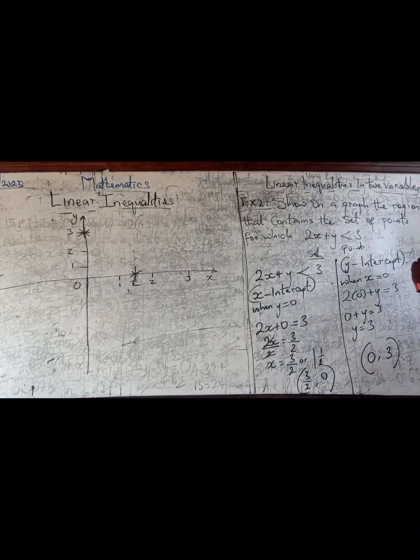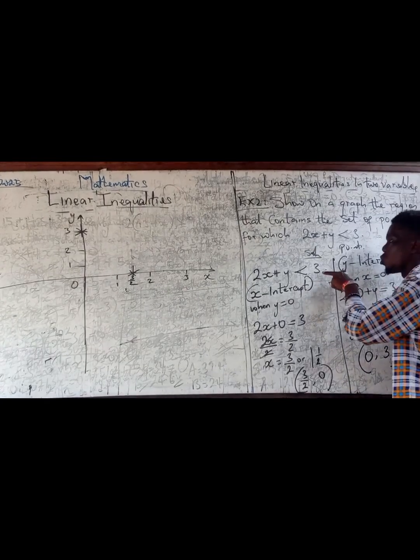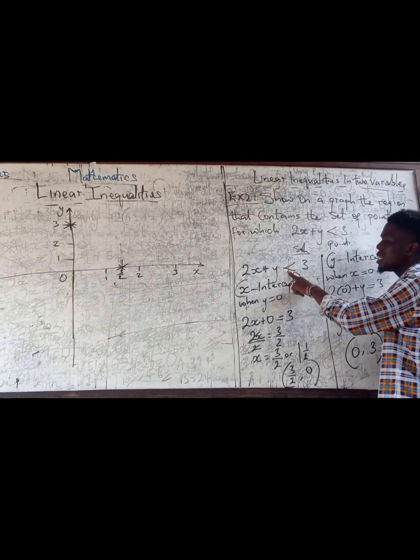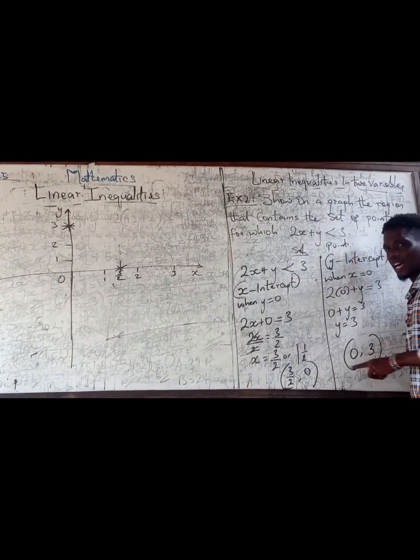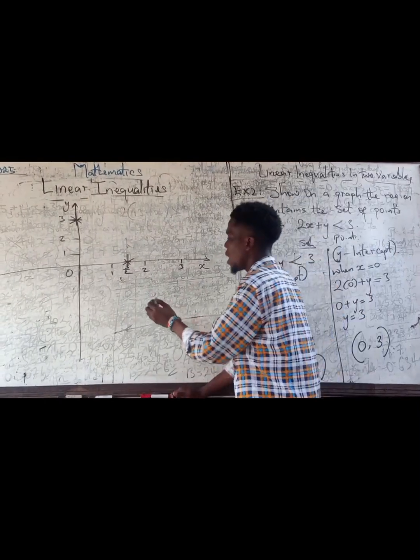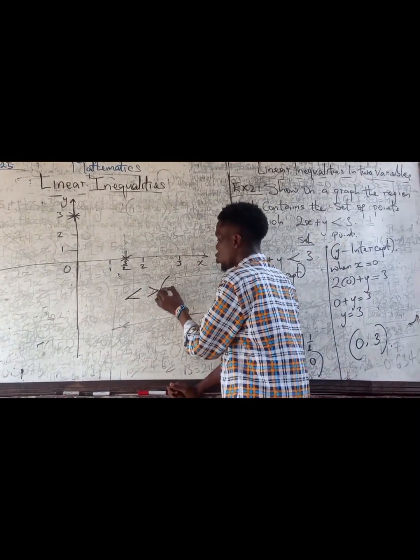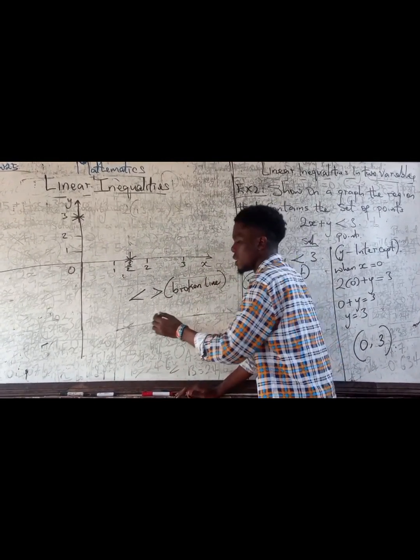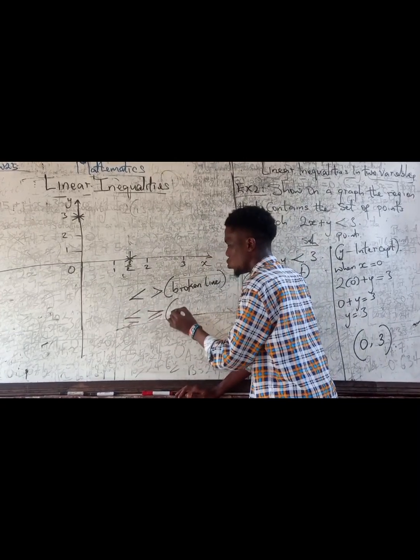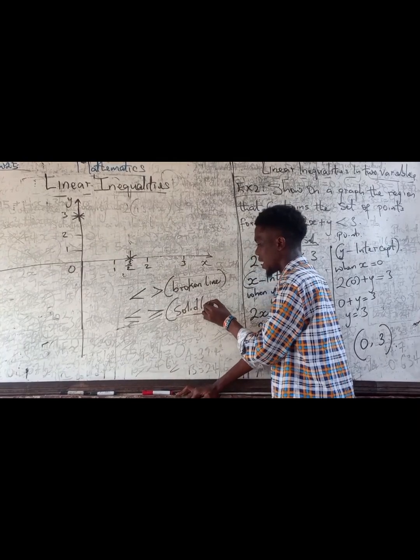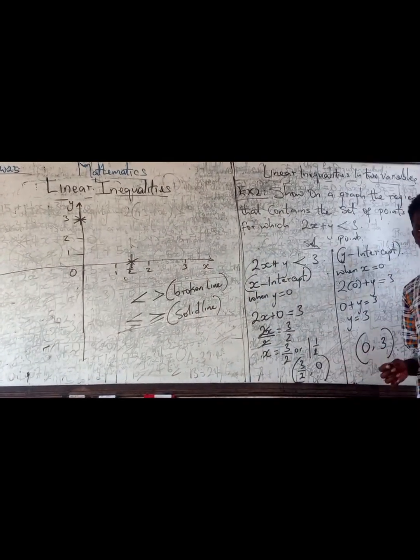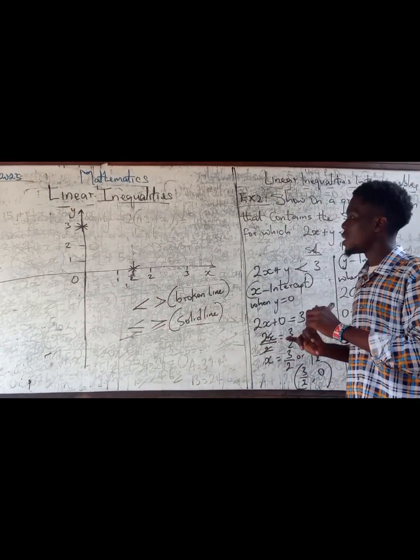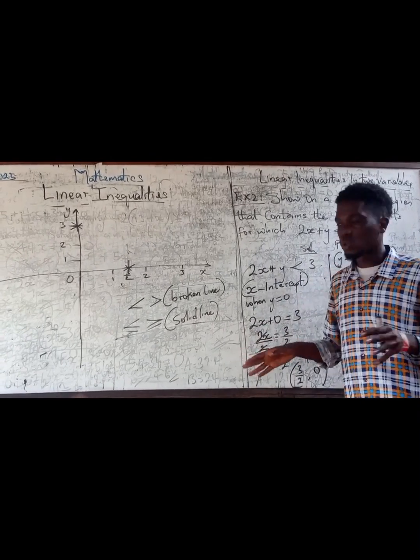Now this is the point where we have to go back to the inequality. Listen. The inequality sign used here is less than. Now listen to this. If you have less than or greater than, make sure you use a broken line. A broken line. If you have less than or equal to, greater than or equal to, use a solid line. Alright, I'll tell you why that is, but just stick with me. Since we have less than and greater than, if there is no equal to, use a broken line.